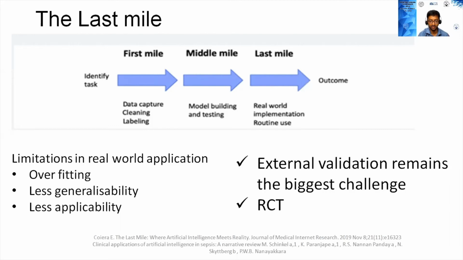The literature regarding AI in healthcare seems to be in the last mile, meaning we have excellent methods for data capture, good understanding of the predicting models, but the real world implementation and the routine use are lagging, which might be because of the limitations, overfitting. It is nothing but an exaggerated association between a variable and the outcome because the AI is specifically trained on a particular population, less generalizability.